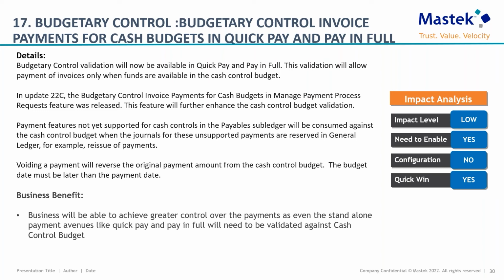With this 22D upgrade, Oracle has enabled quick pay and pay in full options as well to validate against the cash budget. So once this feature is opted in, even when we use quick pay or pay in full payment mode for any invoices, the system will validate that particular payment against the cash budget and will only allow it to be moved forward to payments if there are funds available in the cash budget. So this feature was already there, but it has been further enhanced to include quick pay and pay in full invoices as well.